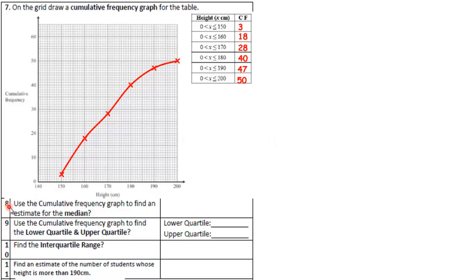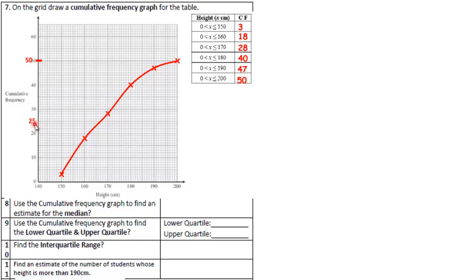Question 8 says use the cumulative frequency graph to find an estimate for the median. This cumulative frequency goes up to 50, so I put a marker there. It's really, really important that you put a marker there and you don't go any further forward. So you're going to half this to help you find your median.